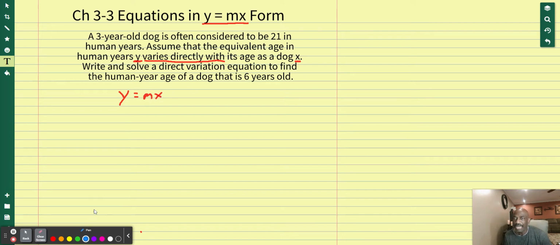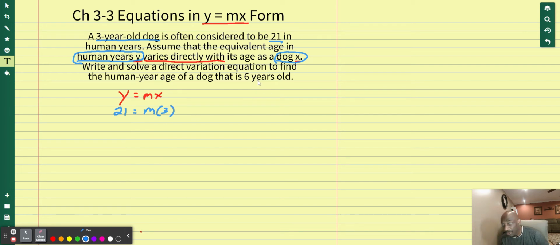Then we look at our paragraph again, and they told us that the human years is y, right here, and the dog years is x. Why is that important? Because they said up here, a 3-year-old dog is considered to be 21 in human years. So what I want us to do is replace the letter y, the human years, with 21, and the dog years x with 3. There it is. The 3-year-old dog is the x equivalent.